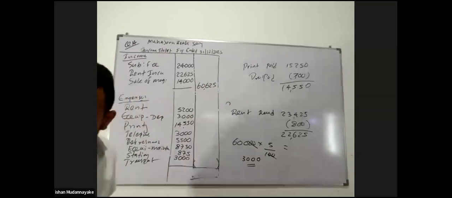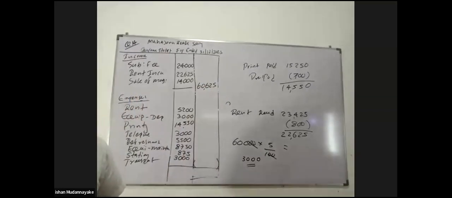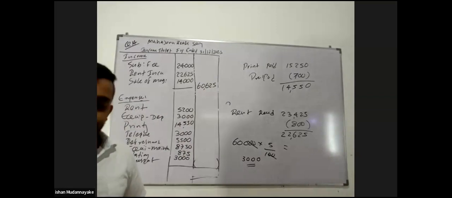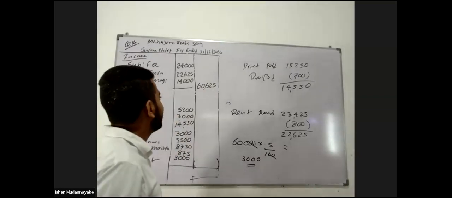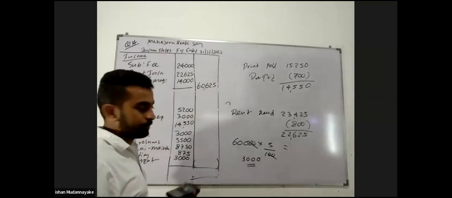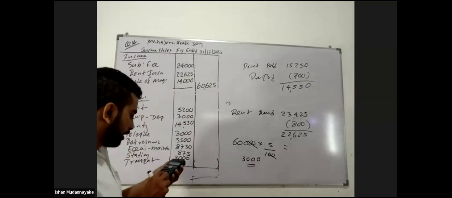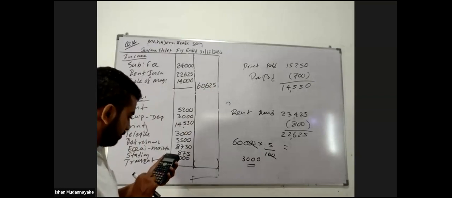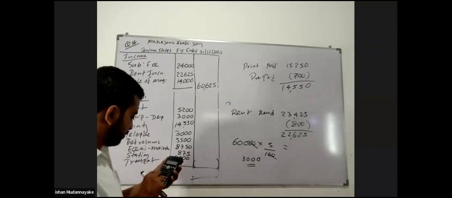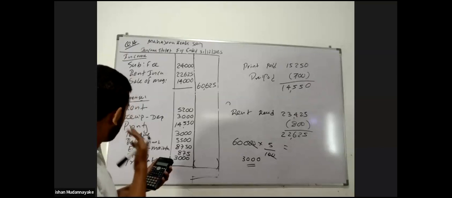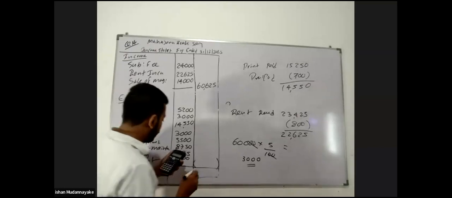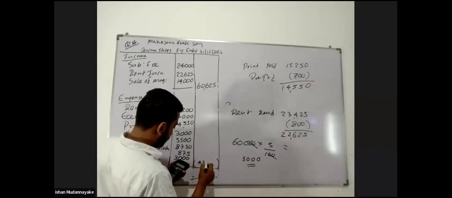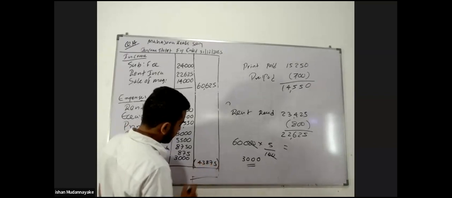Okay there, Kushi? Okay, right. 60,625. Right.